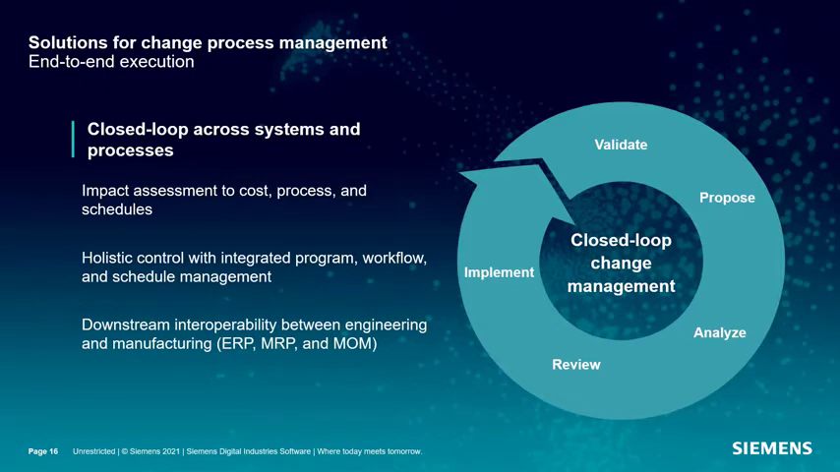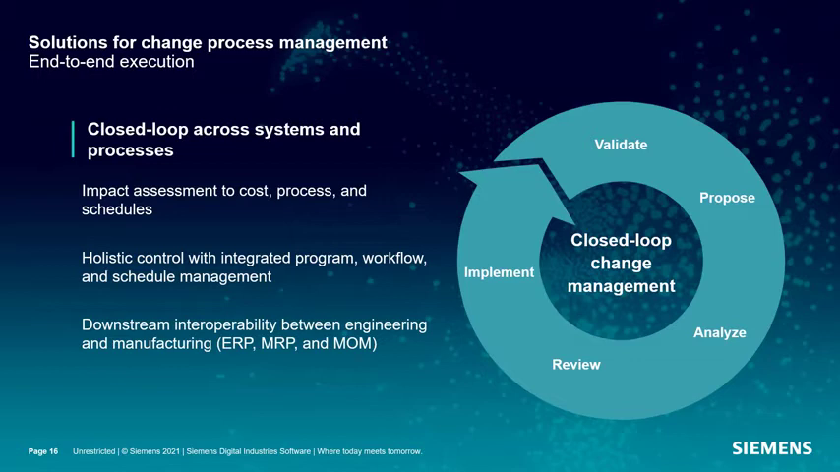Teamcenter supports end-to-end closed-loop change execution, from identifying the change driver, change proposals, change planning, to physical implementation of the change. One example of a closed-loop change process in Teamcenter is that a change request cannot be closed unless all the changes implementing the change are completed.